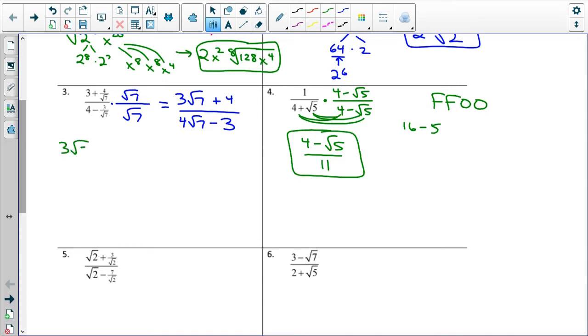Since I know that now, I'm going to come back to problem number 3. I'm going to choose an intelligent fancy form of 1. So 4 root 7 plus 3 is going to be the one that I choose. So as I distribute the denominator, 4 root 7, when I multiply it by itself, becomes 4 times 4 times 7, because root 7 times root 7 is just 7. So 4 times 4 times 7 is the same thing as 16 times 7, which is 112 minus 21.